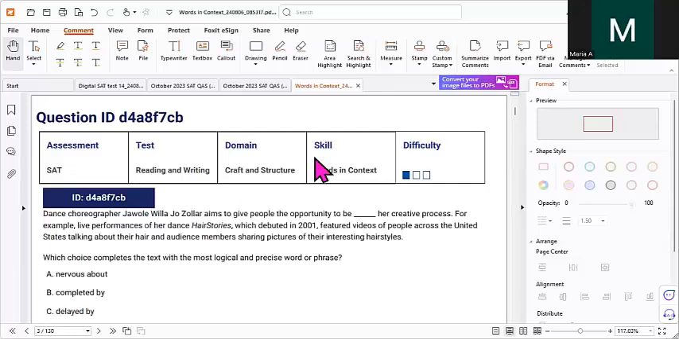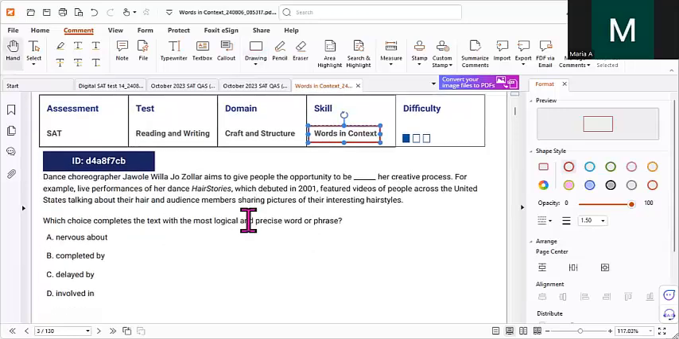Yes. Go on, please. Dance choreographer Joel Willa aims to give people the opportunity to be blank her creative process. For example, live performances of her dance, which debuted in 2001, featured videos of people across the United States talking about their hair and audience members sharing pictures of their interesting hairstyles. Which choice completes the text with the most logical and precise word or phrase? Nervous about, completed by, delayed by, involved in.